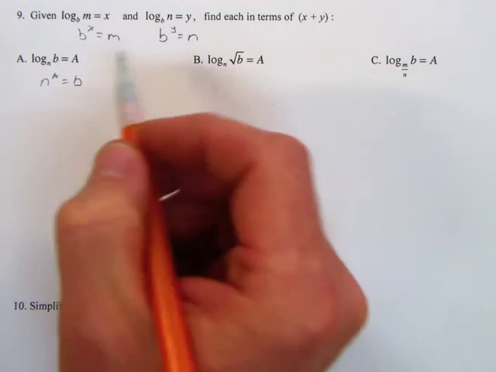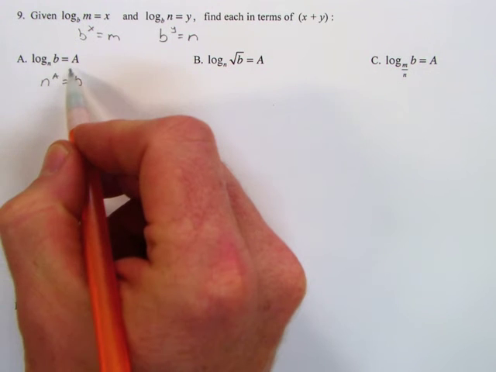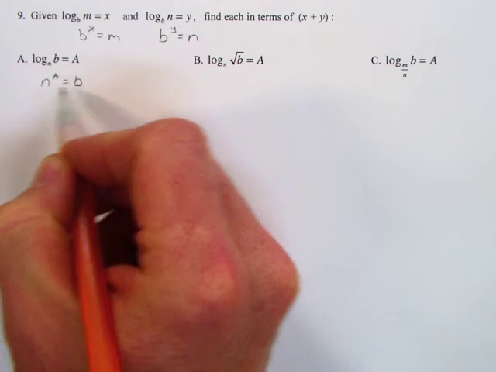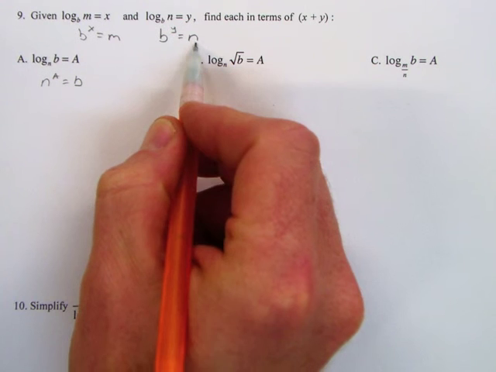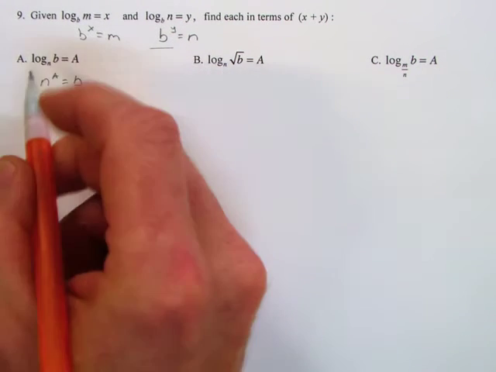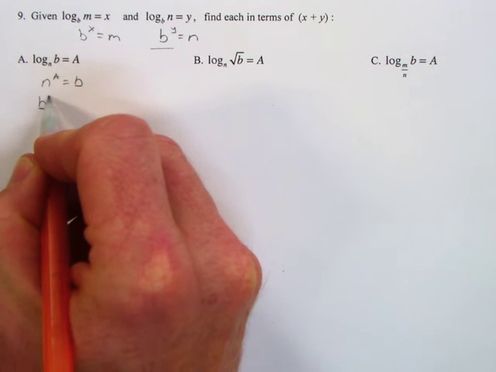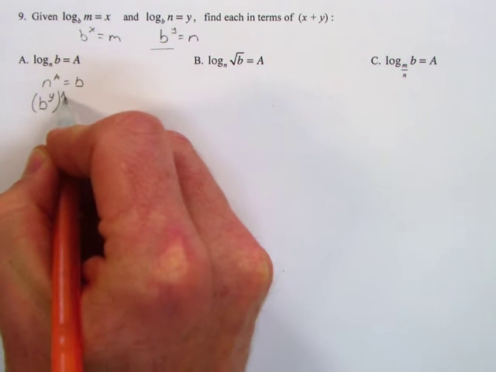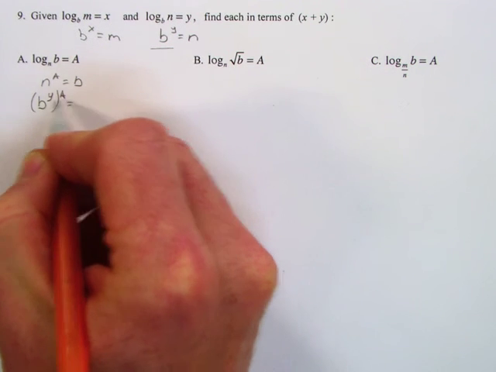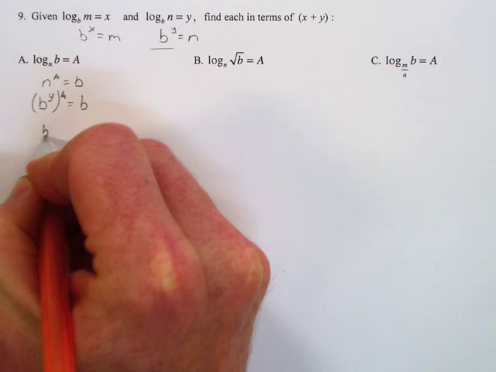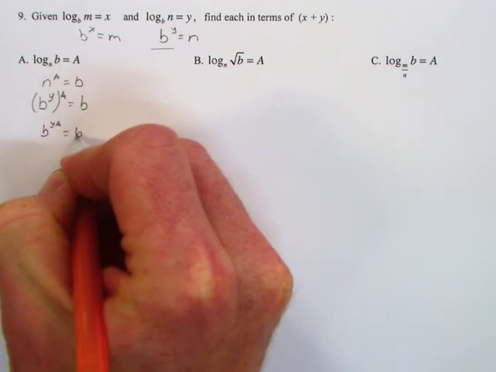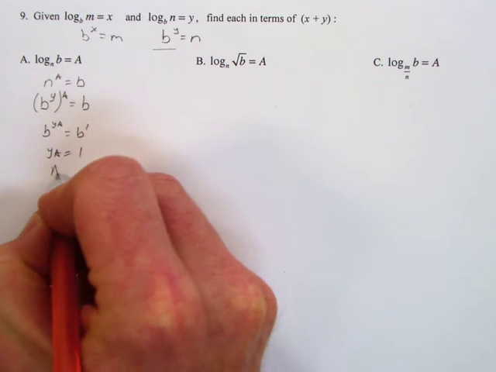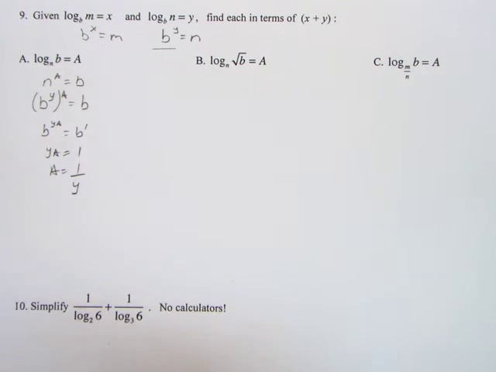We're trying to solve for what a is, and we have a b here, and we have n. And what do we know about n? N is b to the y, so we could substitute b to the y into the n spot. So b to the y to the a equals b, or b to the ya equals b to the 1. So ya equals 1, or in other words, a equals 1 over y.